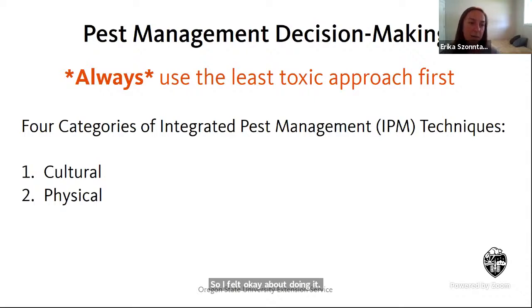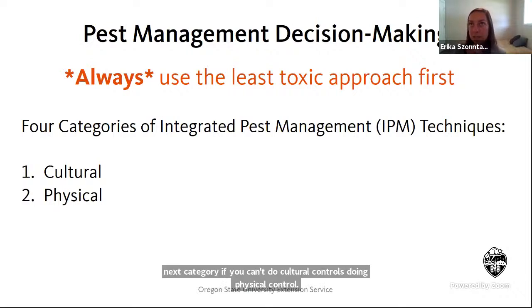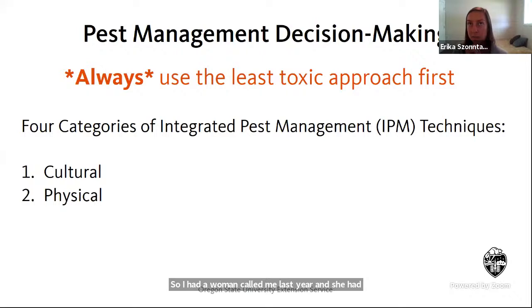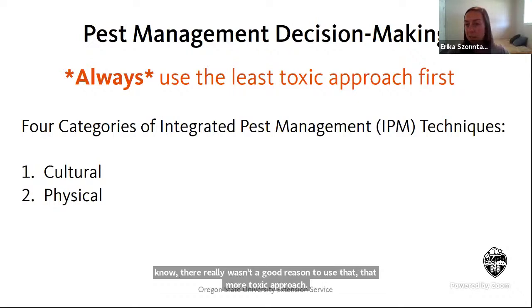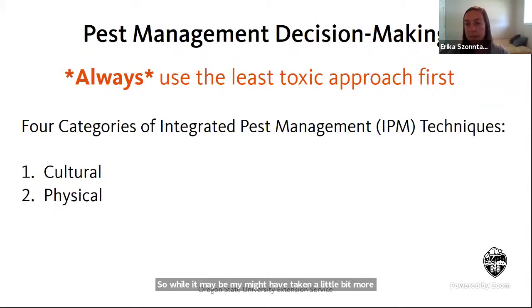The next category, if you can't do cultural control, is physical control. I had a woman call me last year and she had just about 3 vegetable beds that had weeds in them. She was asking me what kind of spray I recommended for them. I confirmed with her that they were just regular sized garden beds, and I recommended to her in the end to just hand pull them. There really wasn't a good reason to use that more toxic approach. While it might have taken a little bit more time to hand weed, that was really in the end the best option for her.